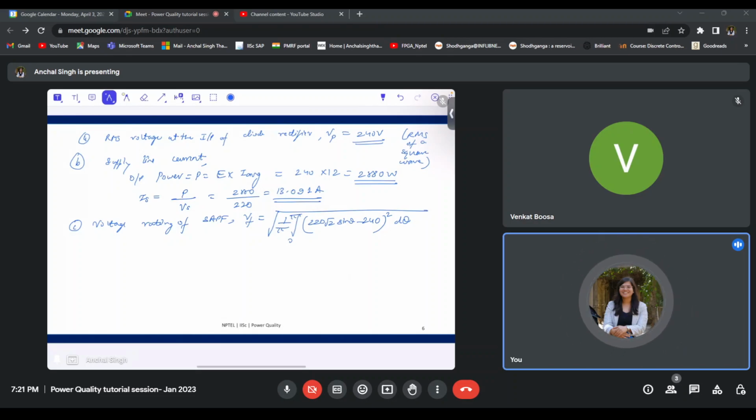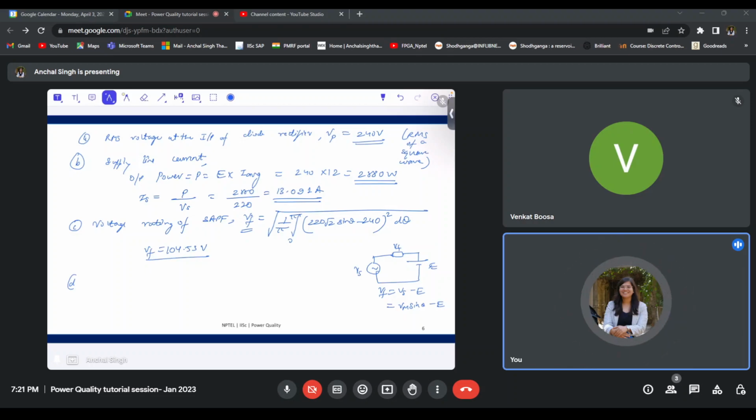And why are we subtracting? We had just discussed, right? This is my Vs, this is my Vf, and for a battery load, this is my E. So Vf is equal to Vs minus E, and Vs is Vm sin theta, minus E, right? And E in the question is given as 240 volts. So in order to find the RMS value of Vf, I am squaring this expression and integrating it from 0 to pi. Once you do that integration, you will obtain Vf as 104.53 volts.